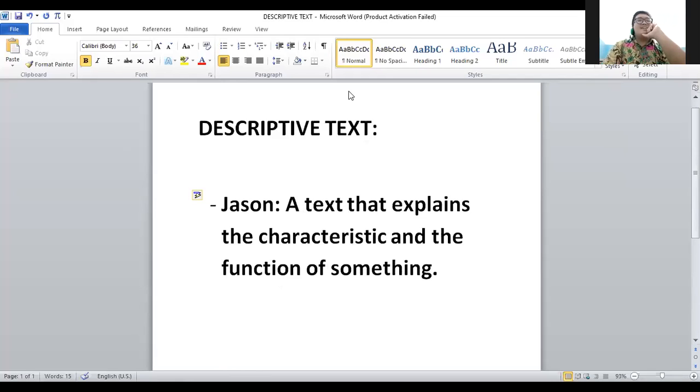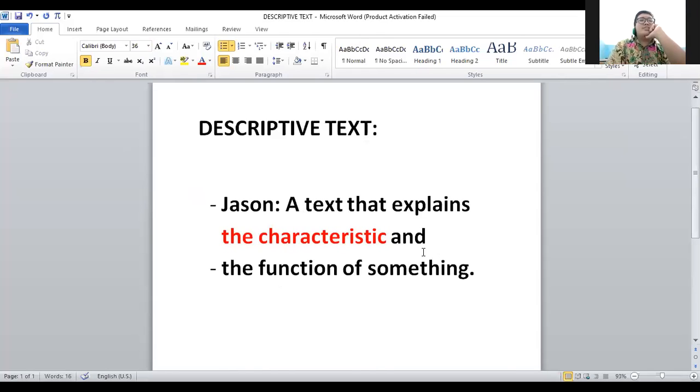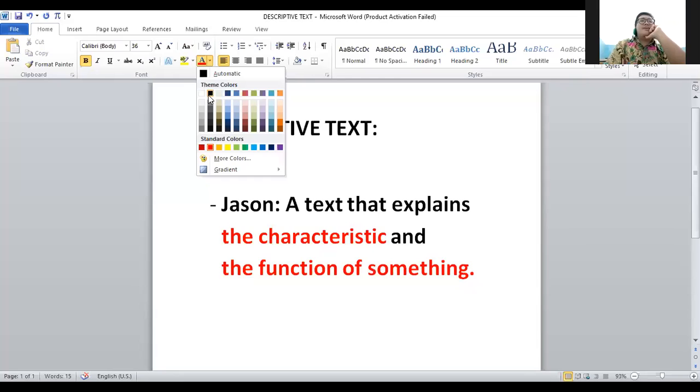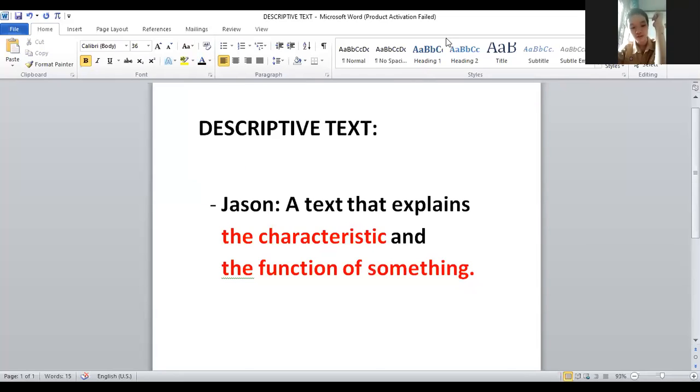Jason said that the descriptive text is a text that explains the characteristics. Okay, so he mentioned about the characteristic and the function of something. So this is what he knows about it. How about the others? Anyone else? Any idea? Okay, Jose.